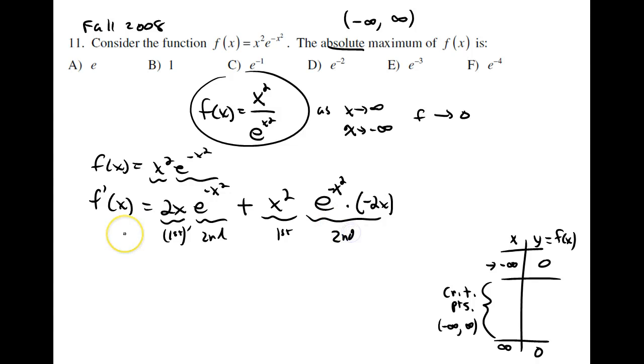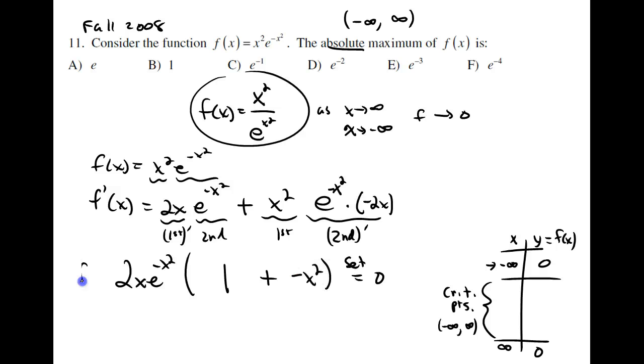When trying to do algebra with exponential functions, it's helpful to factor out. Both of these have an e to the negative x squared. Both of these have an x. Both of these have a 2. If you factor that out, from the first term you're left only with a 1. From the second term you have a negative x squared. So 1 minus x squared. That's your derivative. And you want to set this equal to 0.